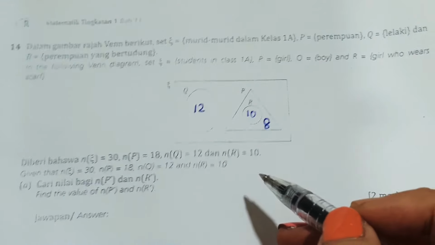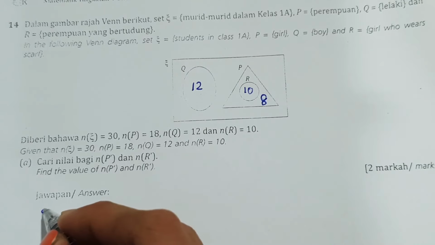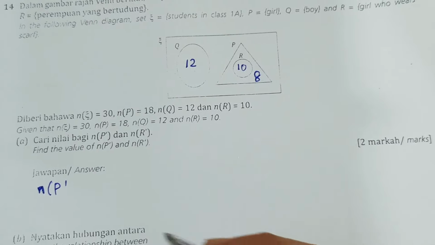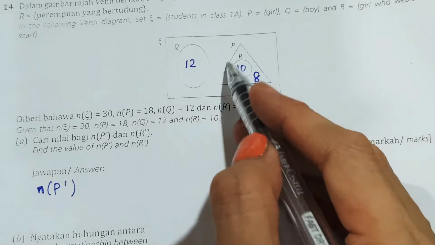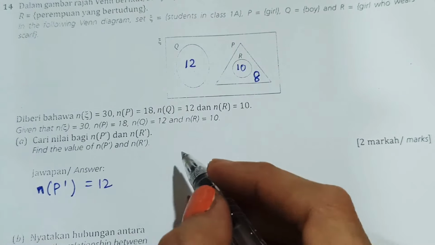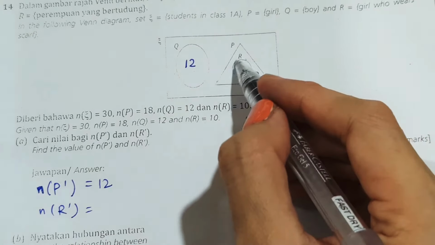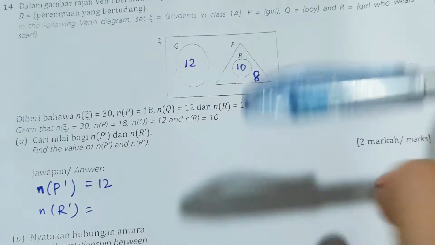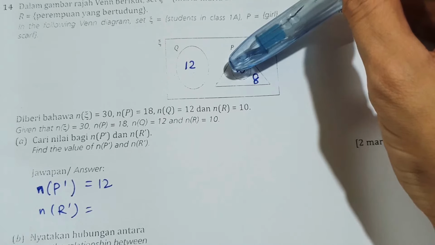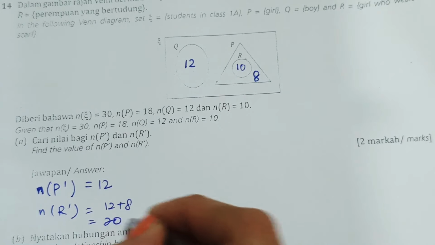Okay, now next we need to find not P. We need to find the number of P complement. That means we are looking for not P. So if this is P, not P will be the one outside. So that is 12. And we want to find the number of not R. So if this is R, not R will be, you cover this up. The rest are not R. So we have 12 plus 8, which is 20. That's it.